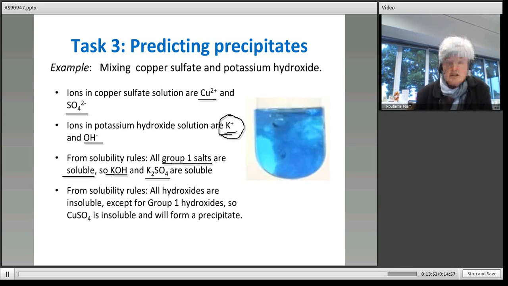Then we look at the other side, where we look at what other ions we've got. We've got hydroxides. Now, if you look at the solubility rules for hydroxides, it says all hydroxides are insoluble except for the group 1 hydroxides, because remember we've just said all group 1 salts, which includes the hydroxides, are soluble. So all other hydroxides are insoluble, which means if I add a copper 2 plus ion to a hydroxide, it will be insoluble. And so there's my insoluble prediction. It means that the substance that's coming out there is going to be the copper hydroxide precipitate.